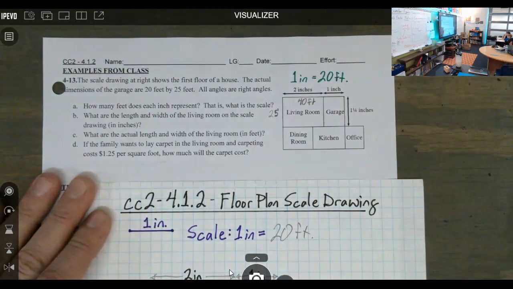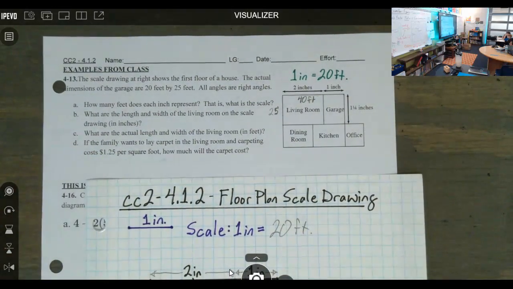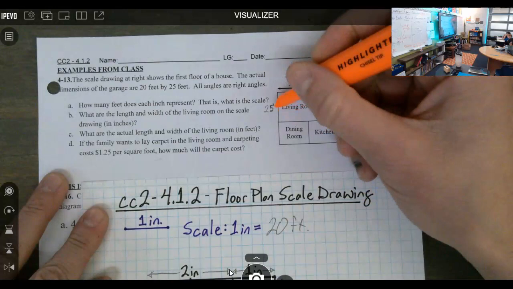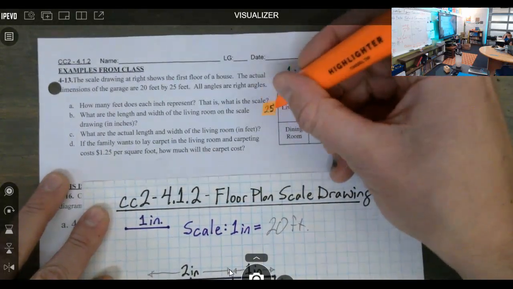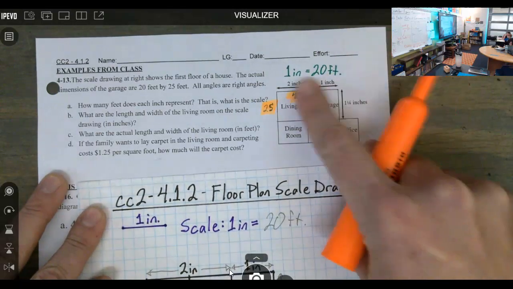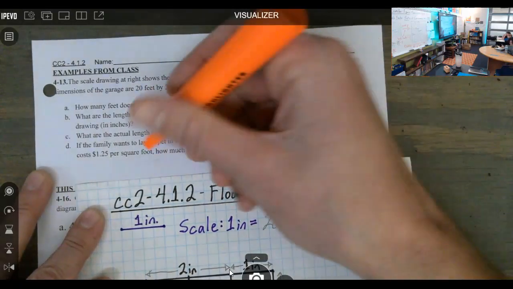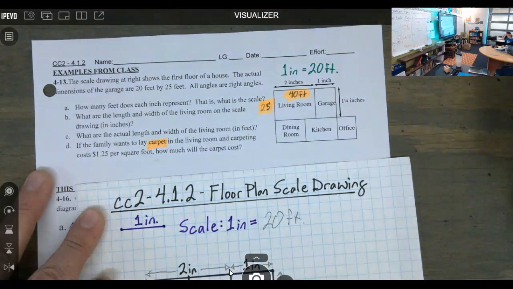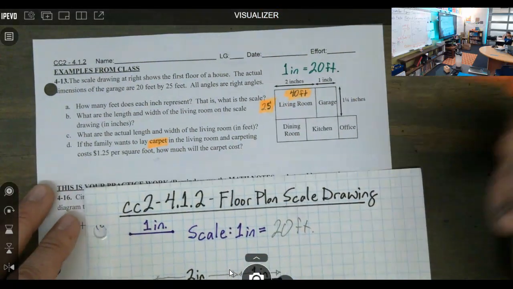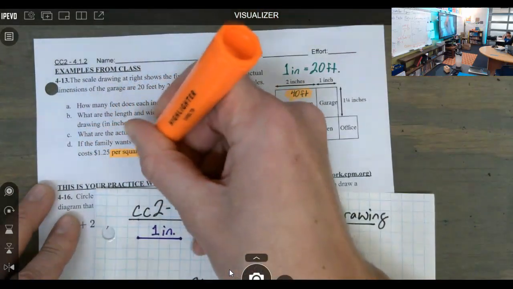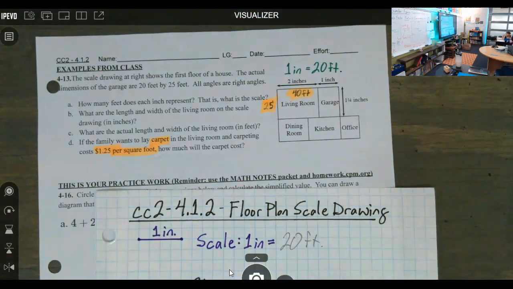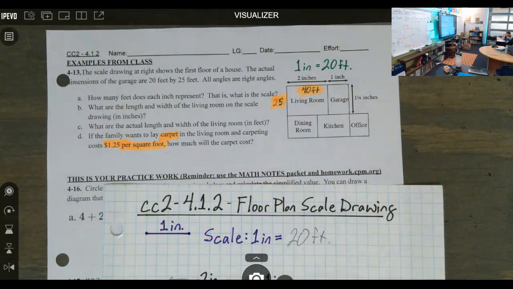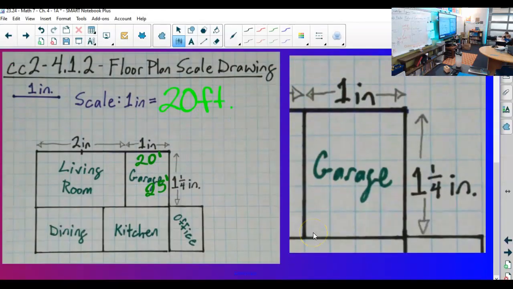So now we need to find the area. You and your teammate need to find the area in feet, because, of course, we need the actual area, not the area from our scale values. Because to do carpet, that has to cover the whole living room. So once you find the area, if it's $1.25 per square foot, how much are you going to have to pay for that carpet?